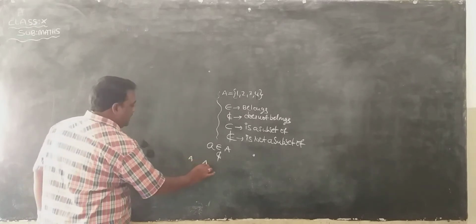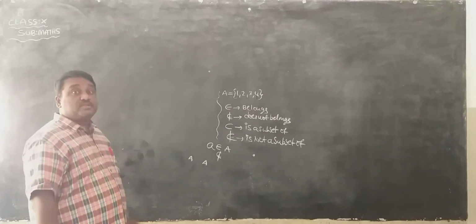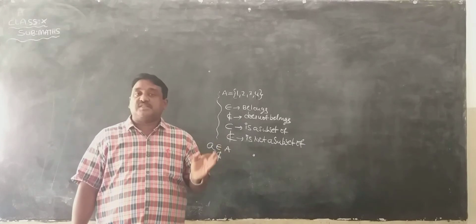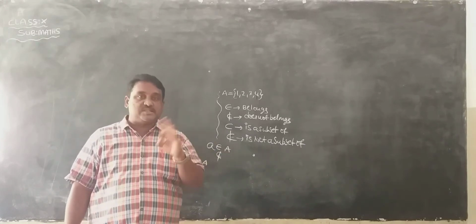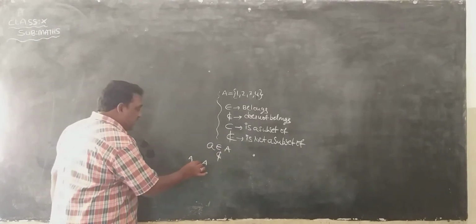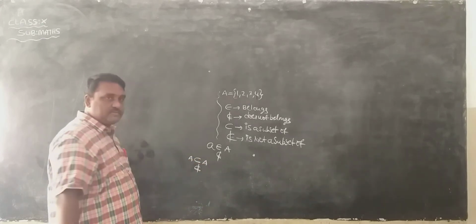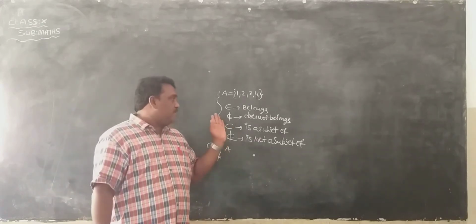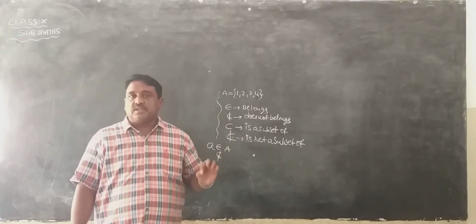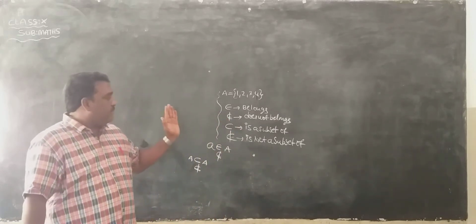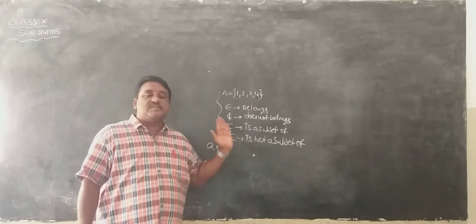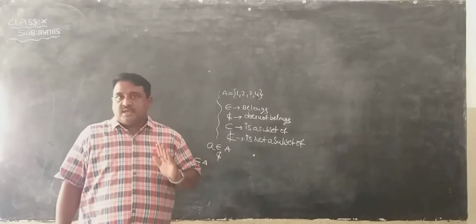Suppose capital A and capital B, both are sets. Sets are represented by uppercase letters, you know. In between a set and a set we use sometimes subset, sometimes not a subset. So they are some of the important symbols in set theory.